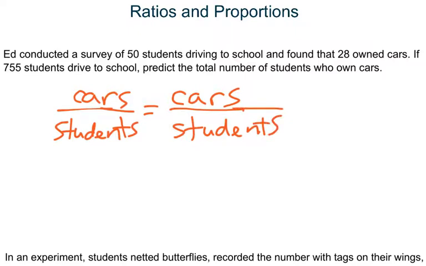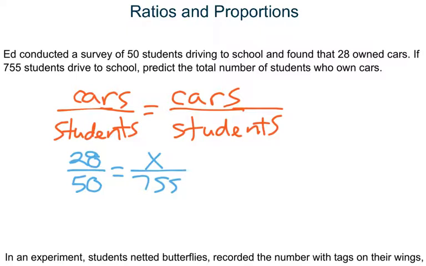So in the first sentence, we see that there's 50 total that he surveyed. 28 of them drove cars. Well, there's actually 755 that drive to school. Sorry. There are 755 total students who drive to school, but how many of them owned their cars? Again, the top is owning cars, the bottom is just students who drive to school, period. So we have our proportion here.